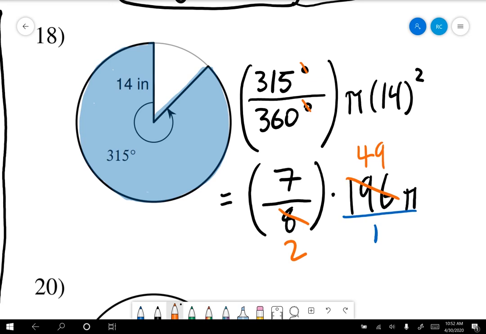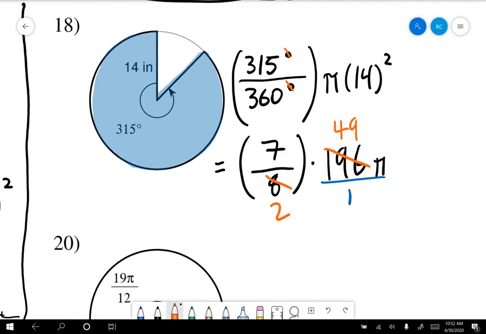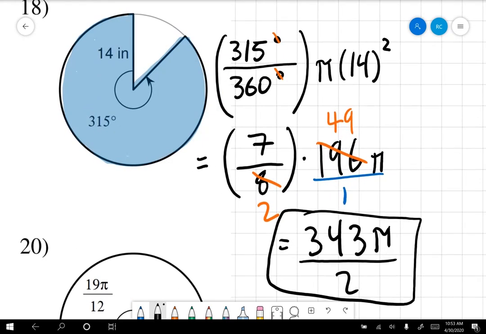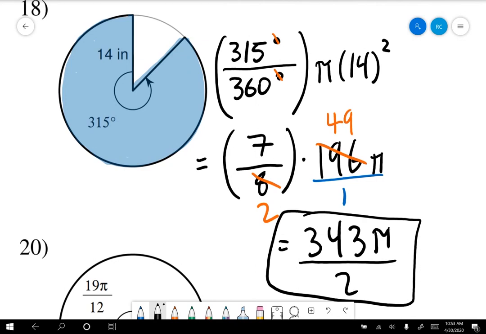Anyway, so what we end up getting is 7 times 49. Well, let's see. 7 times 50 would be 350. Minus 7 is 343 pi over 2. Okay, let's try the next one.